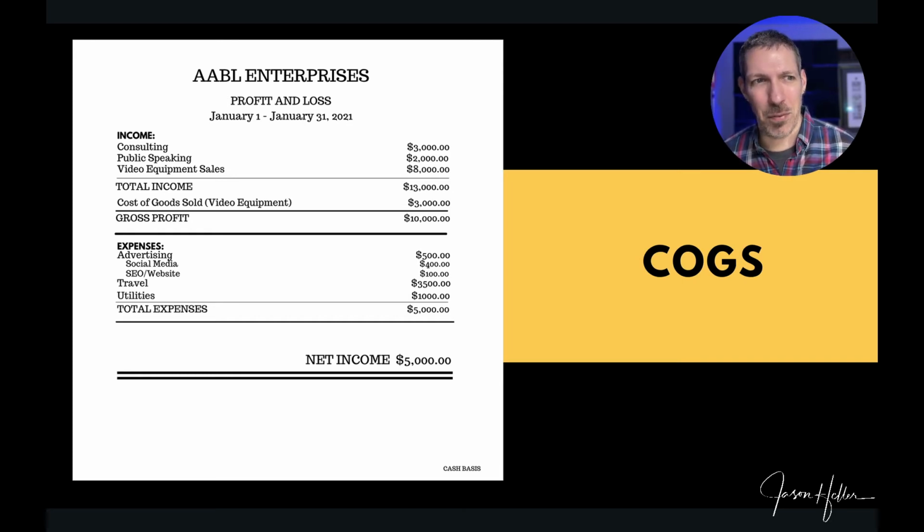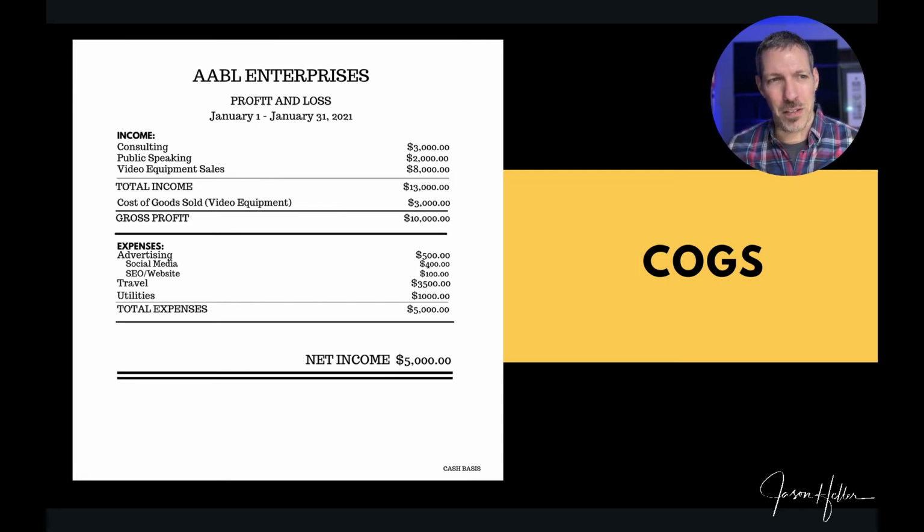But what's not counted for until the next line is the cost of that video equipment, what we spent to buy that video equipment in order to sell to our customer. So the $8,000 in sales that we generated from the video equipment cost us $3,000 to purchase that equipment. So we need to take that off of our income line to get a true picture of what our gross profit is before expenses. So in this case, we take that $3,000 cost of goods out, and we're left with a $10,000 gross profit.